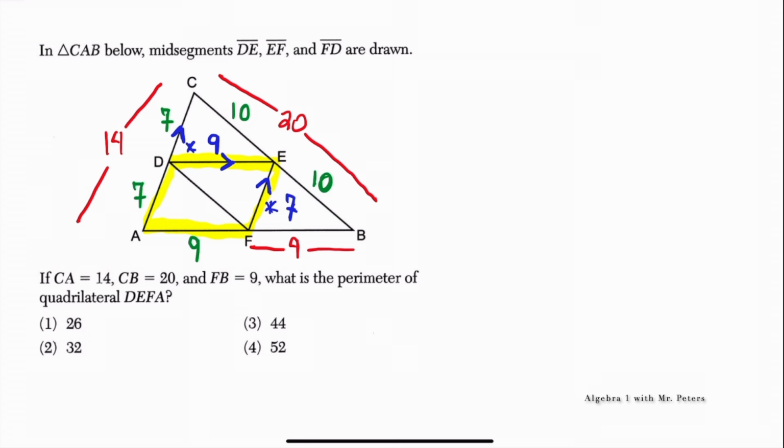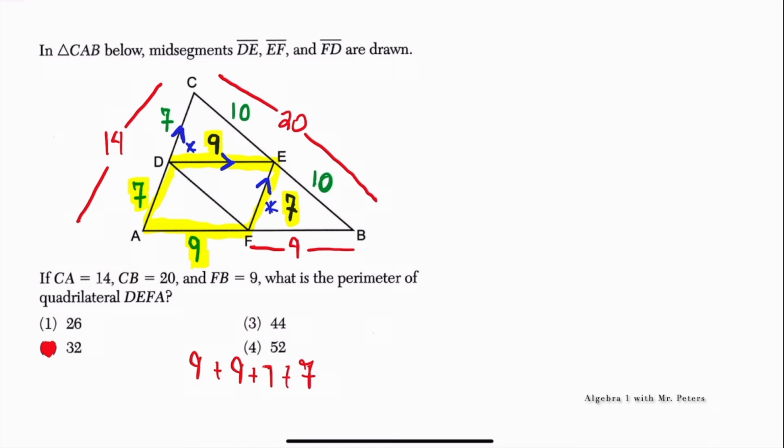Now, when we focus on these 4 dimensions, we're going to add 9 plus 7 plus 9 plus 7 again. So let's just write this out. 9 plus 9 plus 7 plus 7. When we simplify, this is going to give us an answer of 32 for the perimeter.